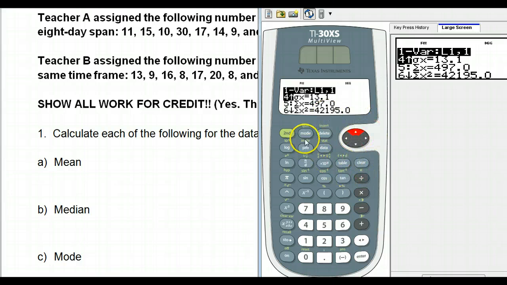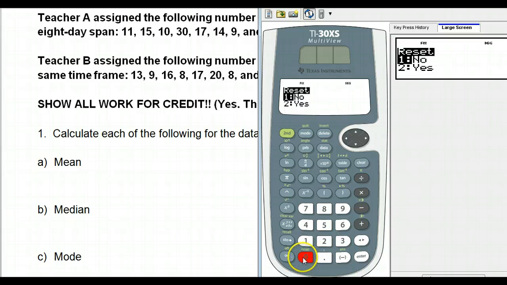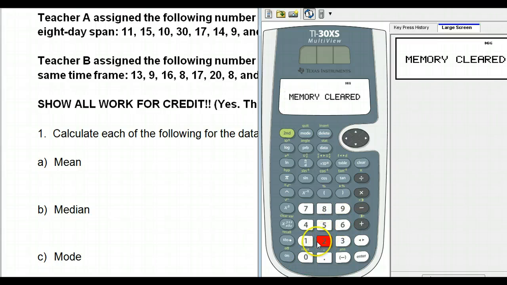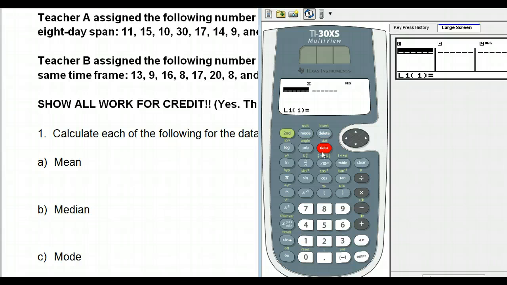So here's what I want you to do. If possible, reset your calculator. I'm going to hit second 0 and choose yes. If you hit on and clear at the same time, that will also reset your calculator. Hit your data button. This is where we do our statistics.